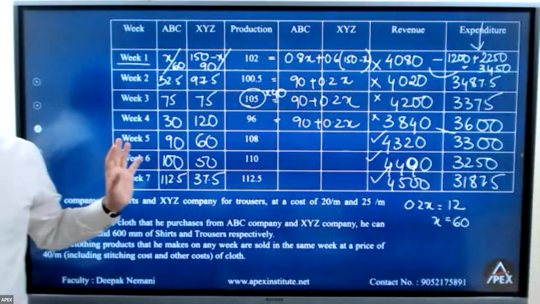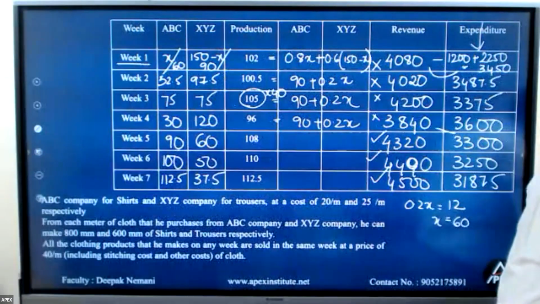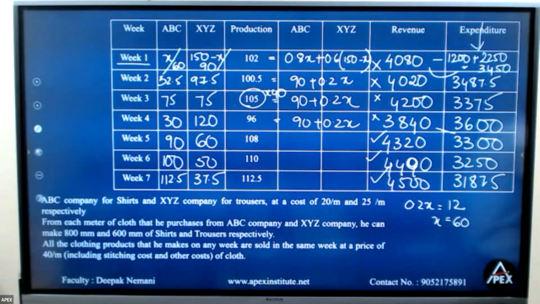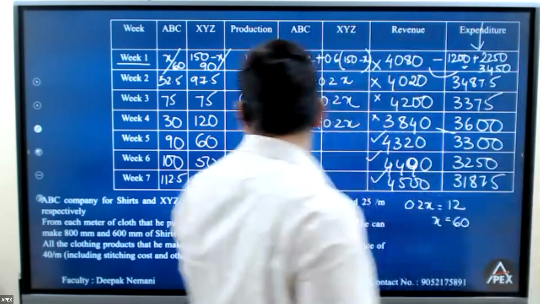Any doubts in this set? Students online, quick responses. Quick responses. Okay.